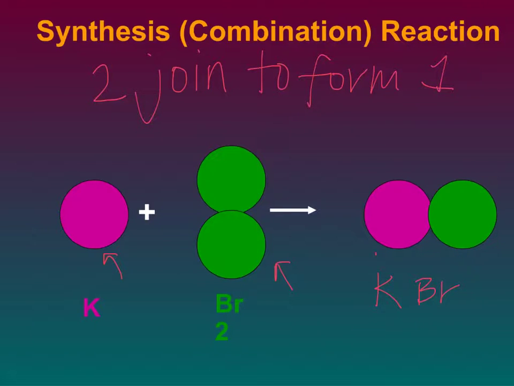So you always need to look at the charges when you're forming a new compound. So looking at your periodic table, potassium is +1, bromine is -1. Think when we created chemical formulas, your charges have to equal 0. 1 minus 1 is 0. And so we just have KBr. Again, this is an example of a synthesis reaction in which 2 things join together to form 1 thing.